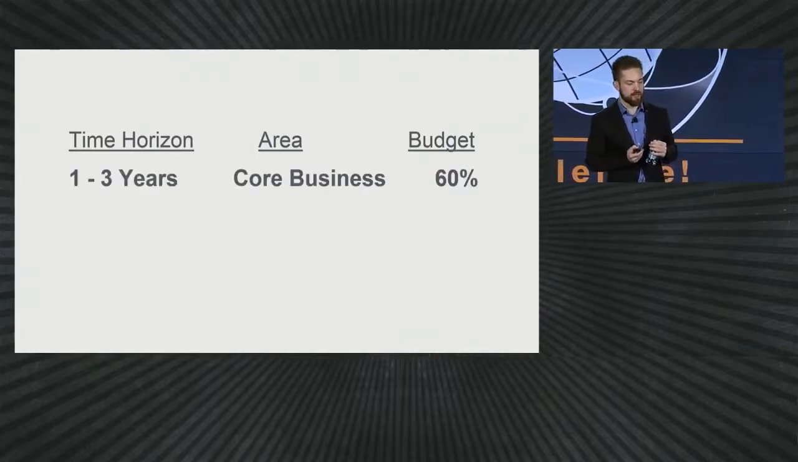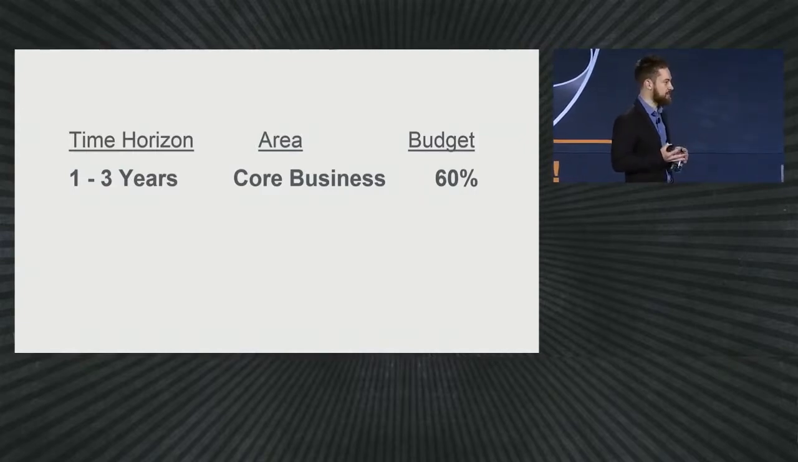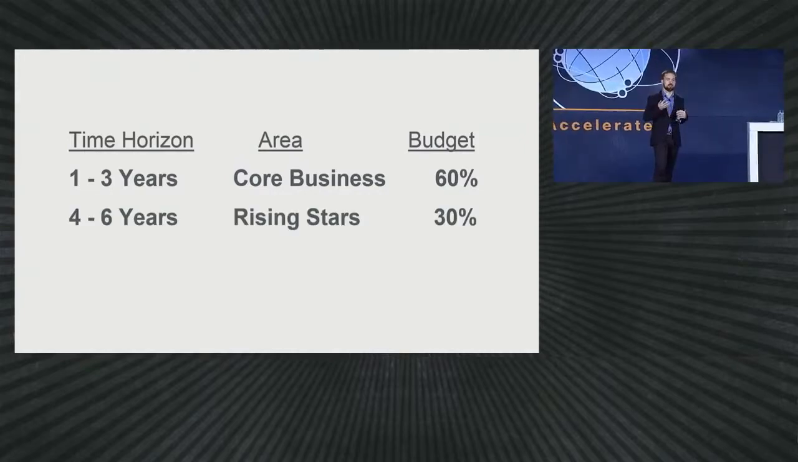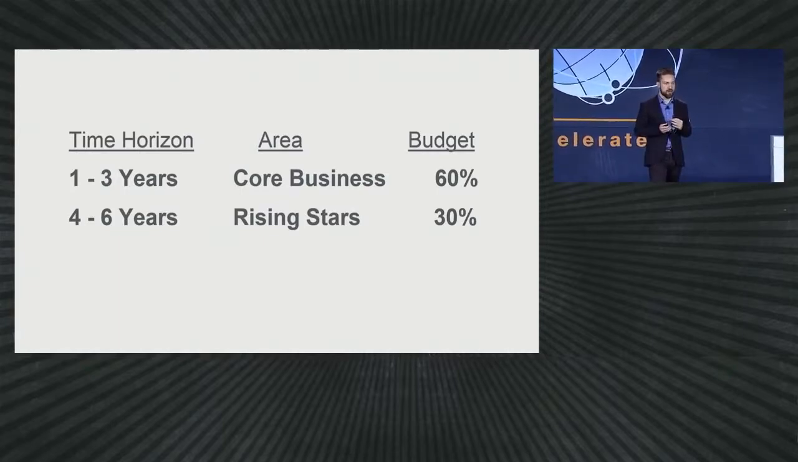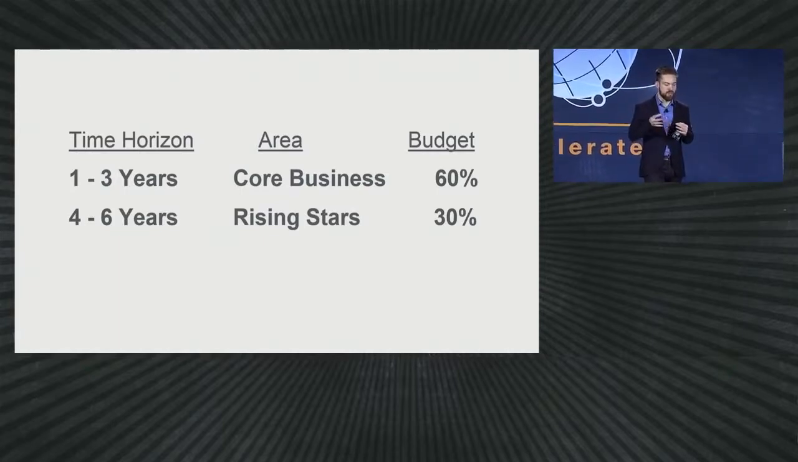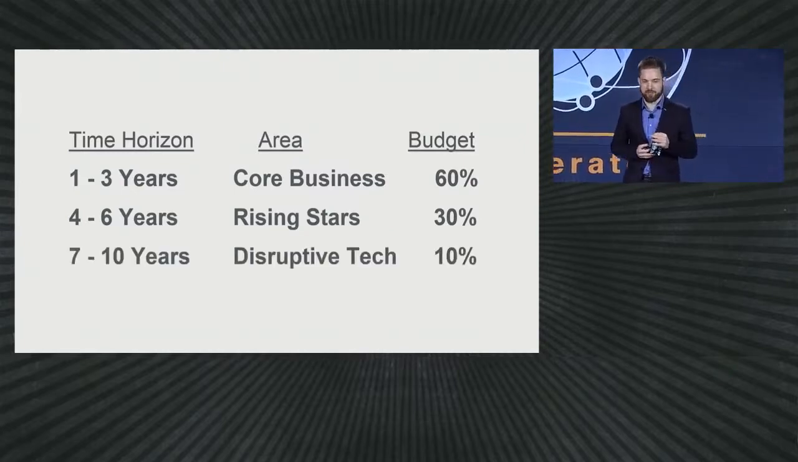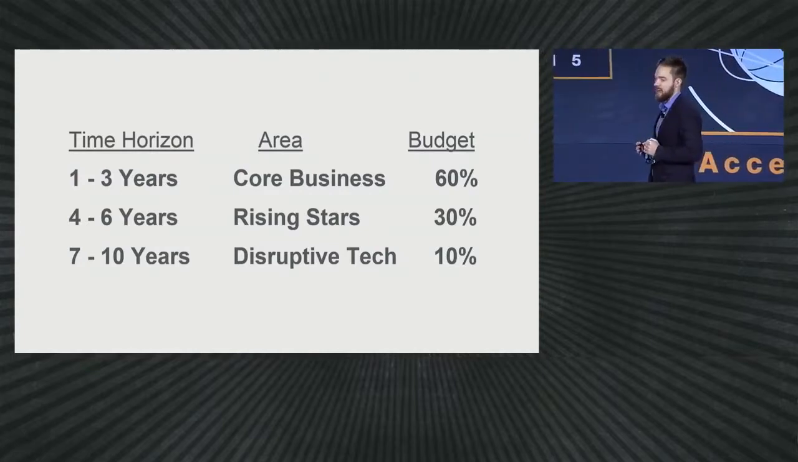The first bucket is for the core businesses. They allocate about 60% of their budget to projects on a 1 to 3 year time horizon, so that in 3 years they're going to get the money back. The second bucket is rising stars and emerging businesses inside the company. They allocate 30% of their budget, and these are said to reach maturity in 4 to 6 years. And finally, 10% to disruptive technology and new products. These are the products with a 7 to 10 year time horizon.